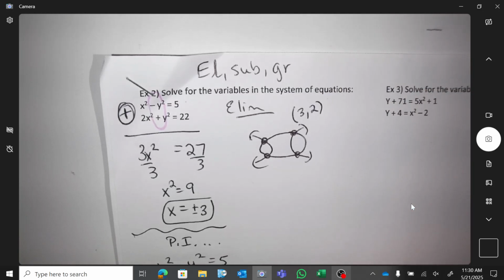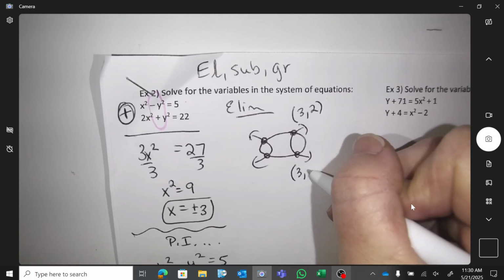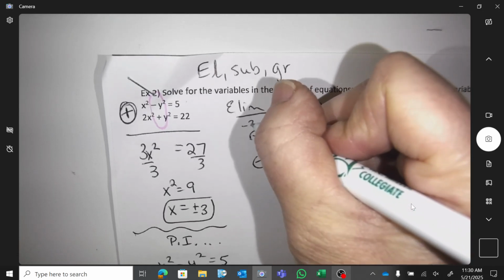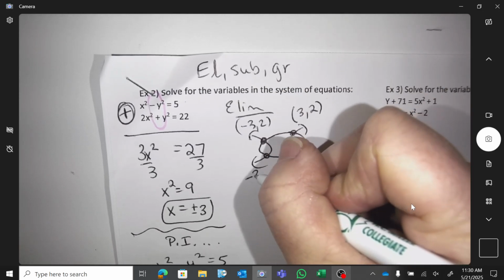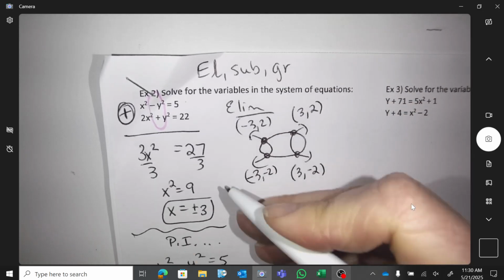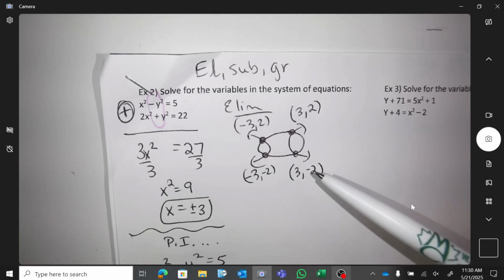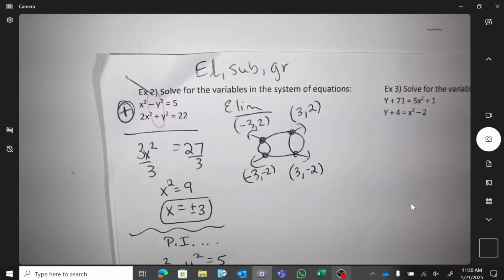x 3, y 2. x 3, y negative 2. Over here would be negative 3, 2. Do you see how I'm using all the combos of the pluses and minuses? That's what would happen, okay? You don't need to know that, but I'm just explaining why that was happening.